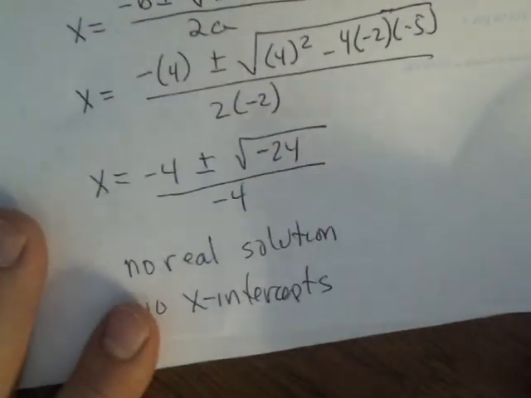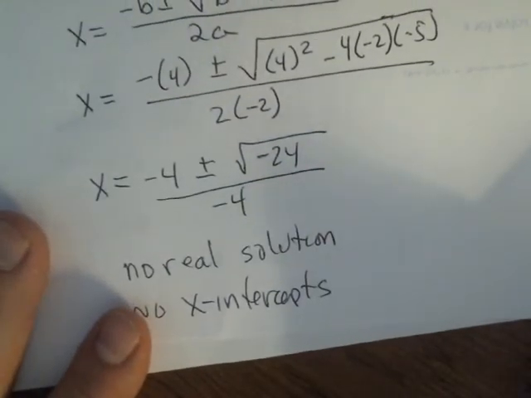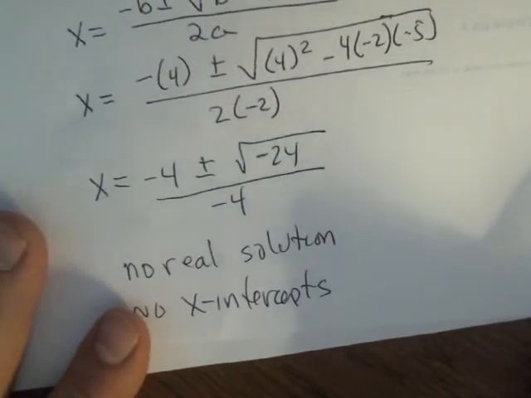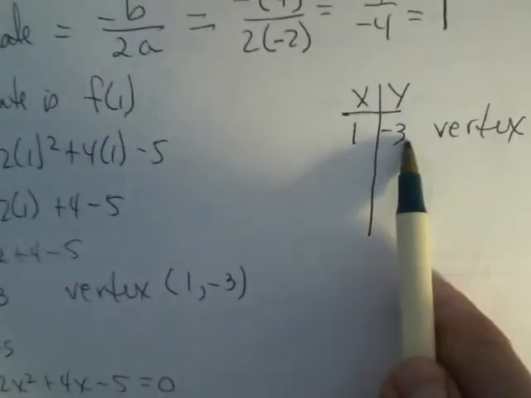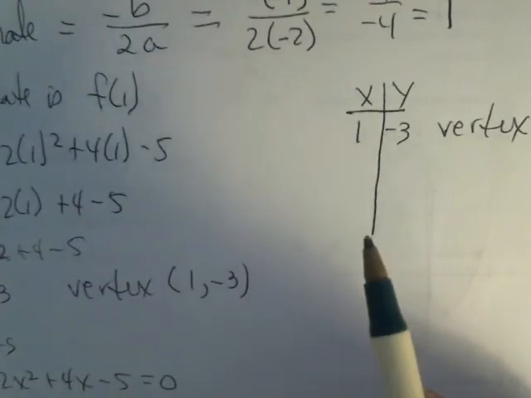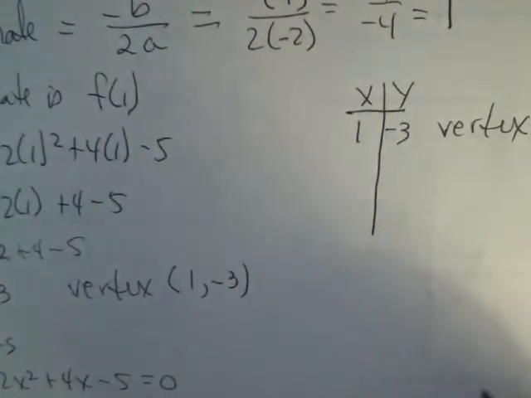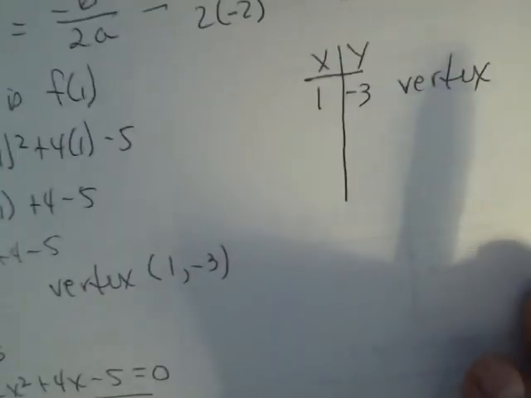And some of y'all may already be ahead of me thinking, well, the vertex, if you think about where we plotted the vertex, 1, negative 3, well, that's below the x-axis. And since it opens down, there's no way we can have x-intercepts, okay? But we can still graph it.